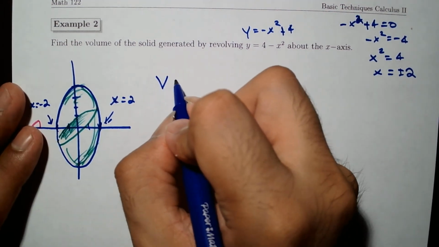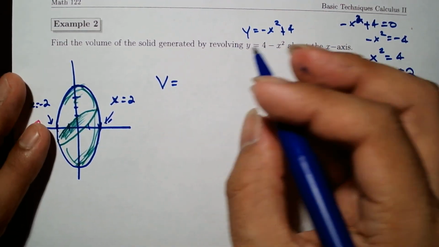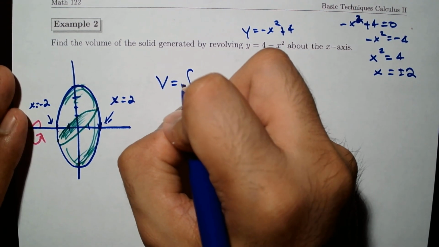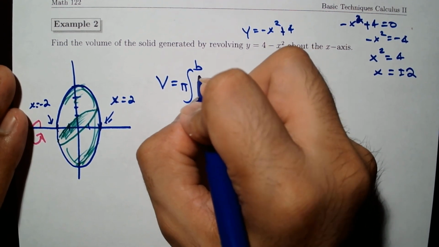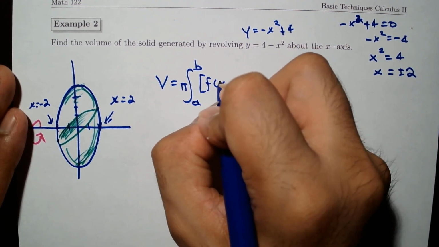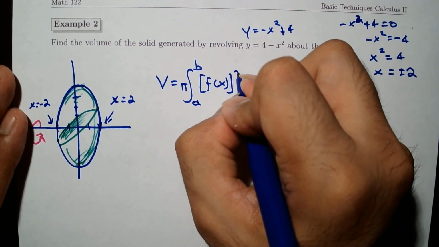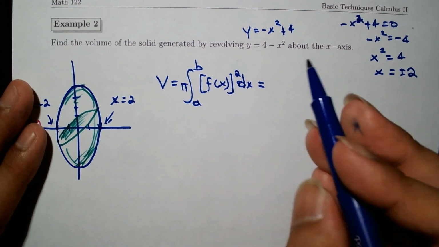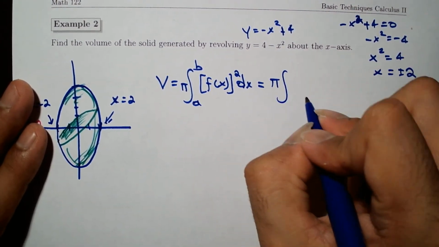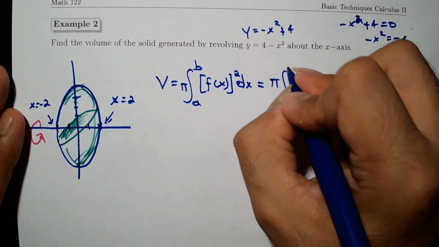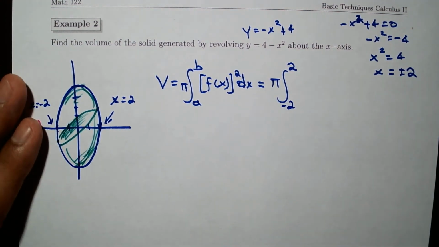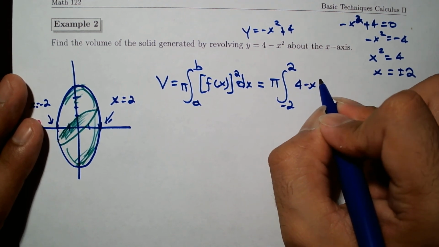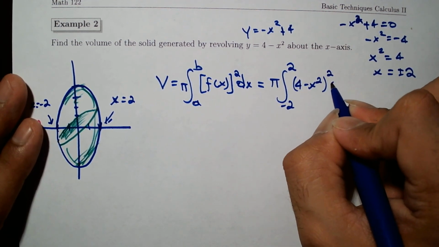So the formula to find the volume here will be the following. Pi times the integral from a to b, again, of f of x, quantity squared dx. Okay, so from negative 2 to positive 2, and this will be 4 minus x squared, quantity squared, dx.